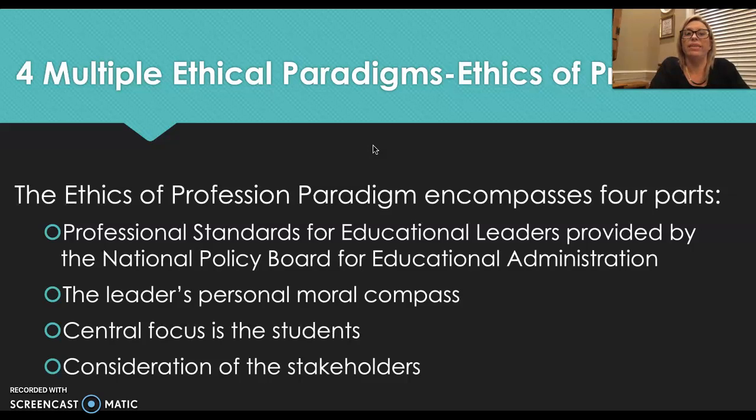There are four components of the ethics of professionalism paradigm. First, educational leaders are to be equipped for making ethical decisions according to the updated professional standards for educational leaders provided by the National Policy Board for Educational Administration. These standards are important for all educational leaders to know and to follow, but no list can cover everything that a leader must face. Second, the leader is to evaluate his or her own personal moral compass, then compare it to the expected standards. Third, the educational leader should strive to make students the central focus when making decisions. And last, the educational leader should consider all of the stakeholders, including school and community.